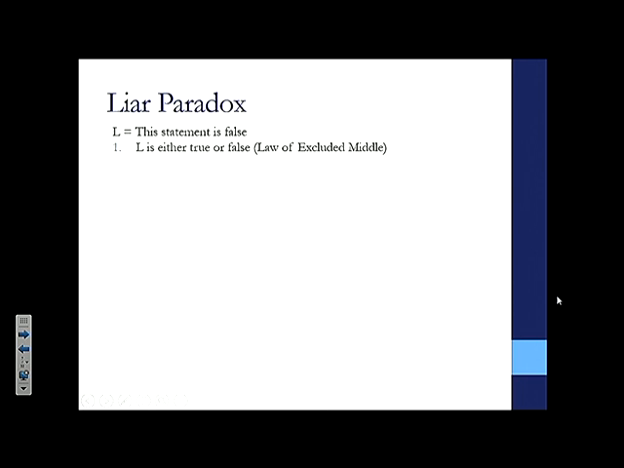Now, what happens if L is true? Well, L says L is false. So if it's true, then it's false. Law of excluded middle says every statement is either true or false. So what if L is false? Well, then L is true, because L says L is false. So if it's false, then it's true. If it's true, then it's false. So what should we conclude from this?